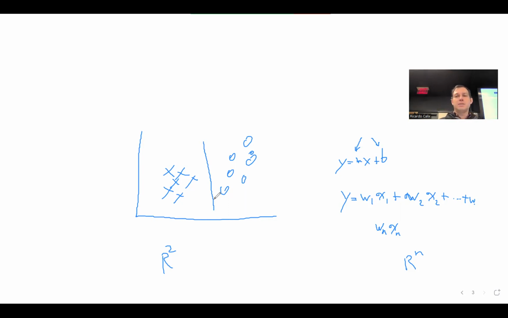Now, the problem is this linear classifier can work really well for a lot of problems. And you've used it already when you did the logistic regression in Weka. Do you guys remember that you had to do logistic regression? That was a linear classifier, which basically means that you were doing this. See that?